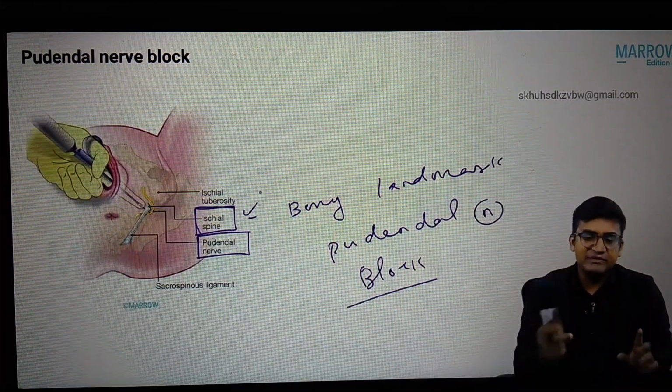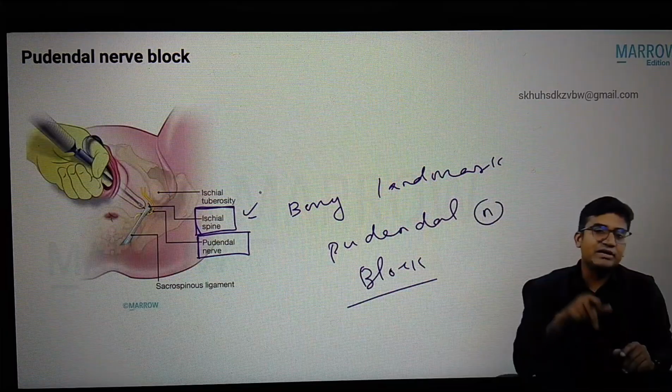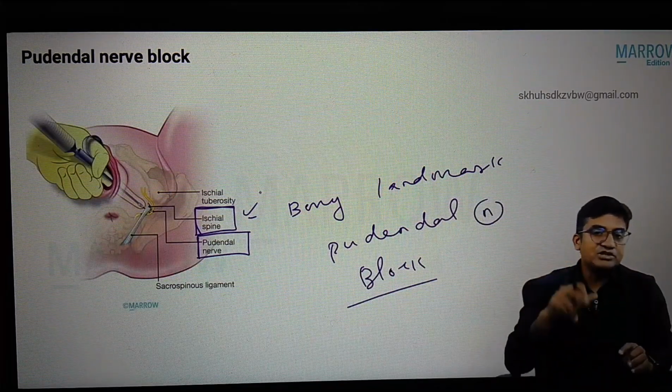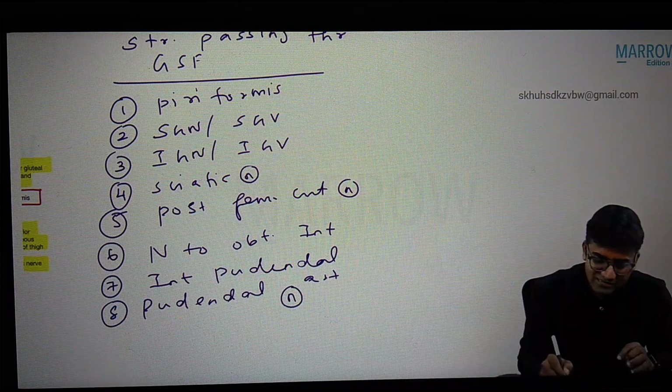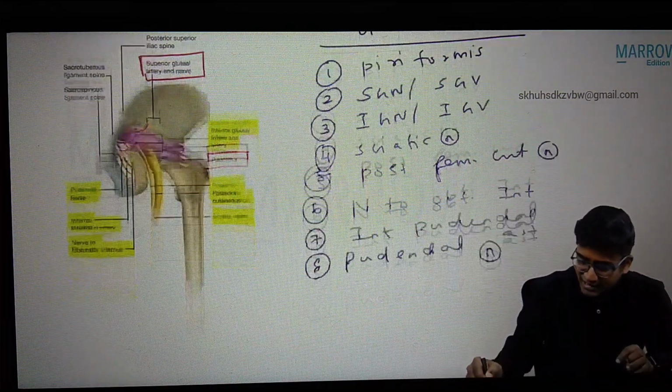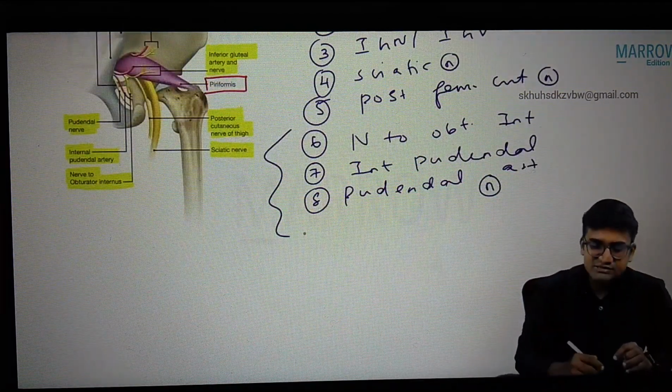The pudendal nerve is a nerve of the perineum. Now the pudendal nerve should enter the perineum. How does it enter the perineum? By passing through another foramen. What is it? The lesser sciatic foramen. What are the structures passing through the lesser sciatic foramen? Again, the last 3 structures, these are pin structures.